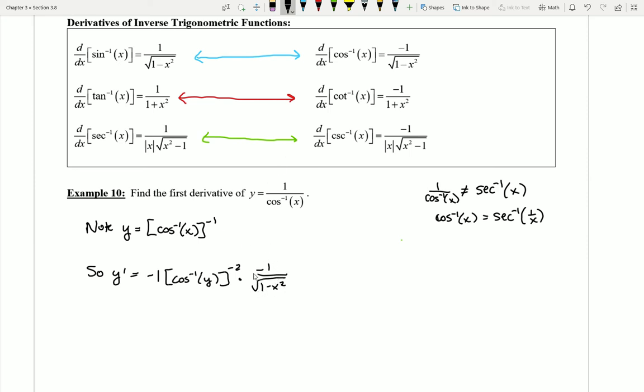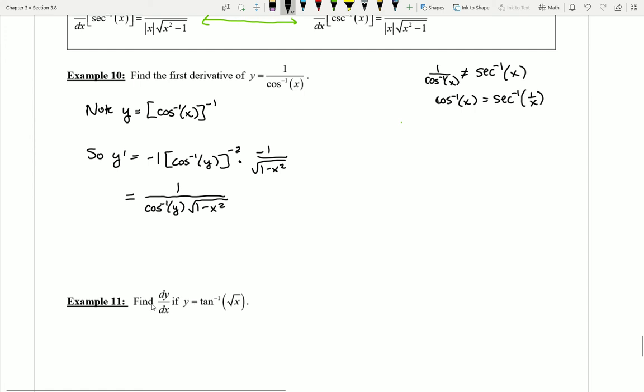Now of course I could simplify some things down here. I can see that my -1 times this other -1 are going to result in a positive amount. So ultimately I'm just going to have 1 over the inverse cosine of x, squared, down here, and then a square root of 1 minus x squared. And so this right here is actually the derivative. It's a little bit messy, but that's what I end up with.